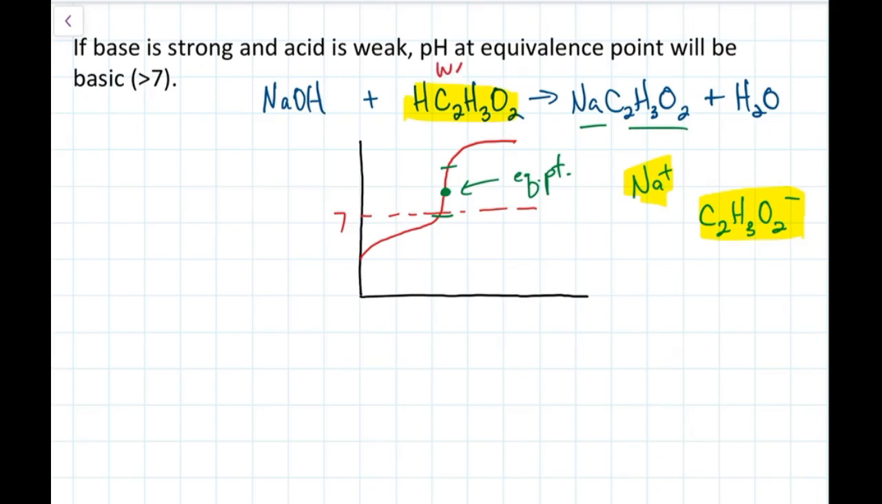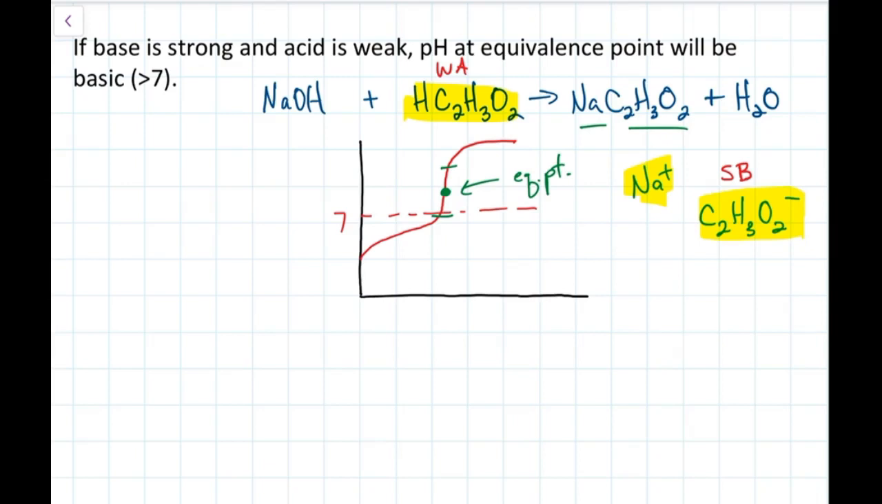And we said, just like if the conjugate of a strong acid is a weak base, the conjugate of a strong base is a weak acid. The conjugate of a weak acid, though, would be a relatively strong base. And so that's going to affect the pH at the equivalence point. All right. So the presence of that acetate ion floating around in the water is going to cause the equivalence point pH to be a little bit basic.